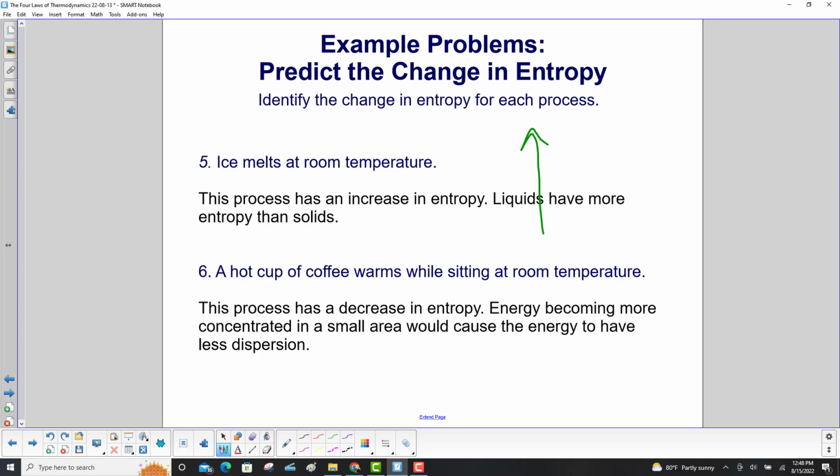This one's a little tricky because you look at this. Warms typically means something is getting hotter, in which case you would have an increase in entropy. But the key is it's sitting at room temperature. So what's really happening is the temperature is going down. So that means the process has a decrease in entropy. Energy becoming more concentrated in a small area would cause the energy to have less dispersion.